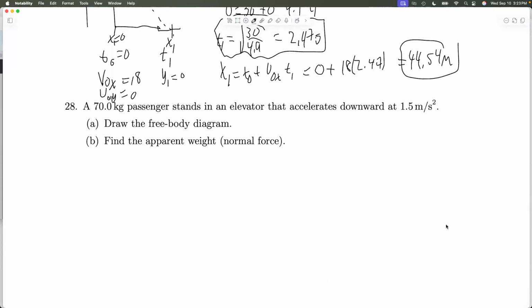Okay, we got a passenger standing on an elevator that's accelerating downward.